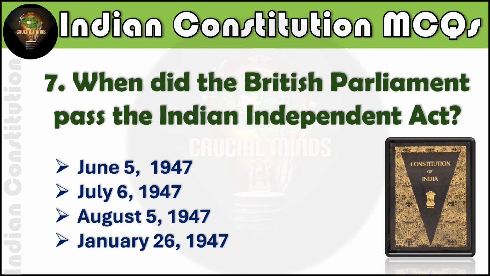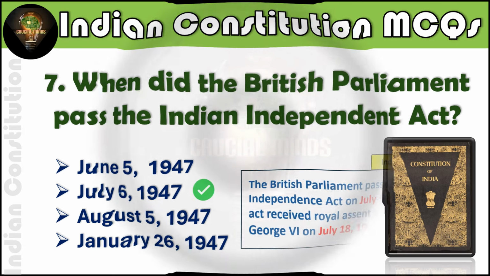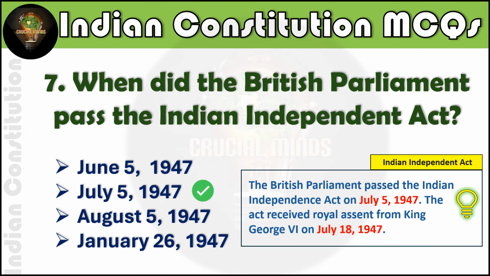Question number 7. When did the British Parliament pass the Indian Independence Act? The answer is July 5, 1947. Explanation: the British Parliament passed the Indian Independence Act on July 5, 1947. The Act received royal assent from King George VI on July 18, 1947.